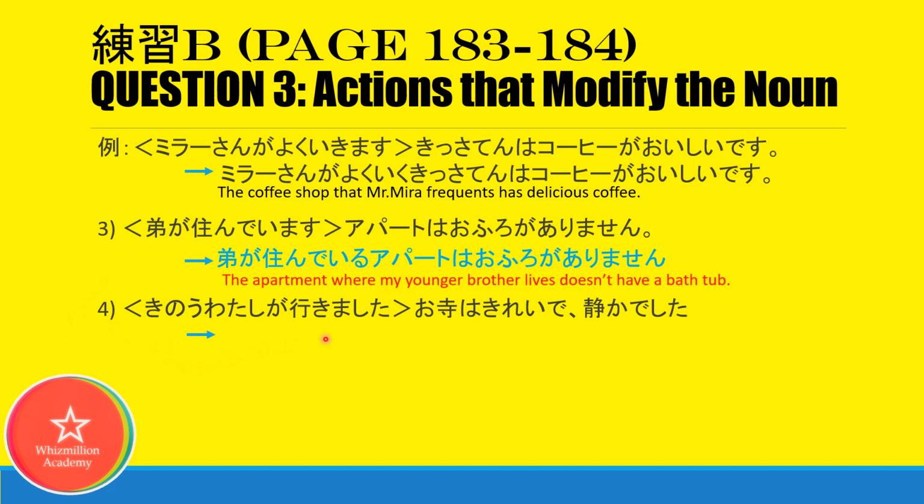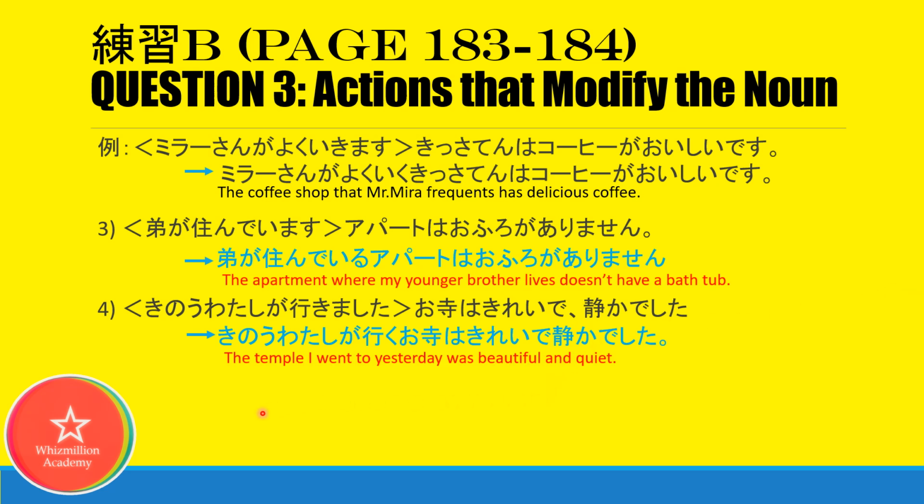Question number 4. 昨日私が行きました。Yesterday I went. Okay? お寺は綺麗で静かでした。The temple was beautiful and quiet. Right? So when we combine these two sentences, 昨日私が行くお寺は綺麗で静かでした。The temple I went to yesterday was beautiful and quiet. Okay, let's move on to the next question.